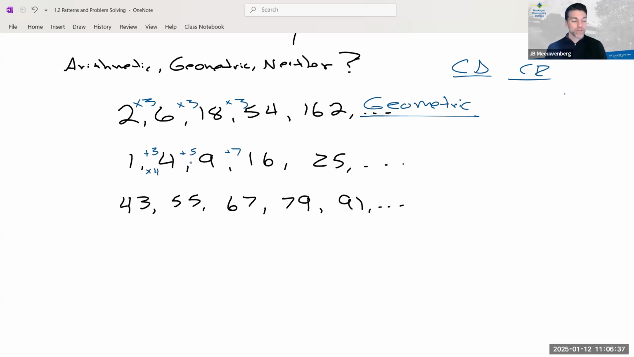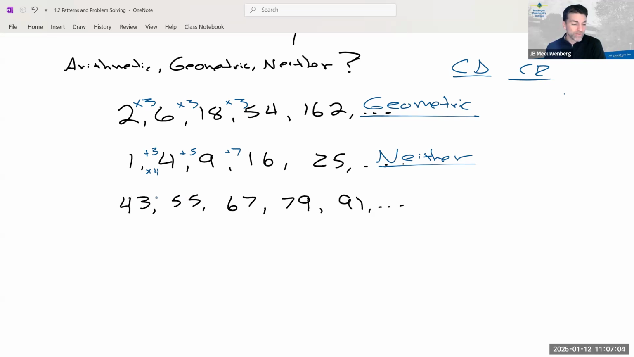So this is actually a pattern, a sequence of squared numbers. 1 squared is 1. 2 squared is 4 when we multiply a number by itself. 3 squared is 9. 4 squared is 16. So it is a numerical sequence. It is a pattern, but it's not necessarily an arithmetic or geometric sequence. So we're going to say that's neither.